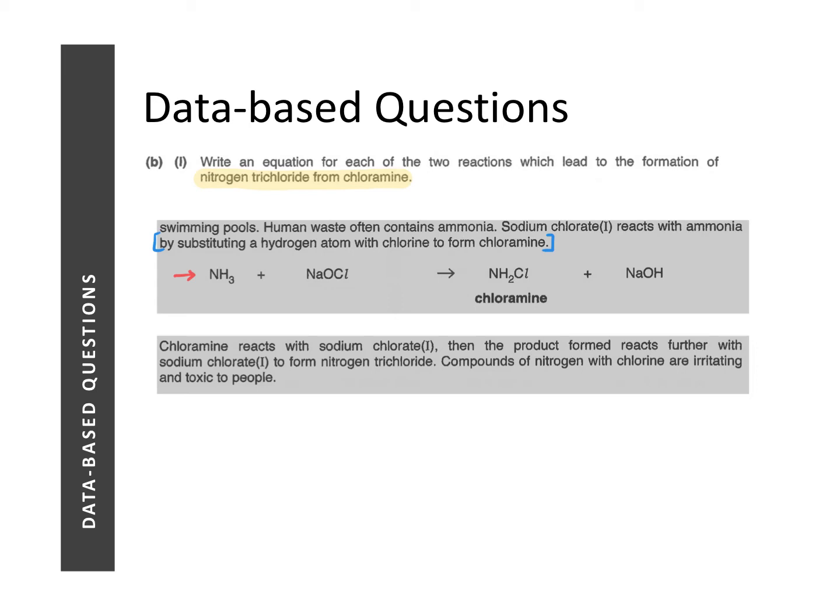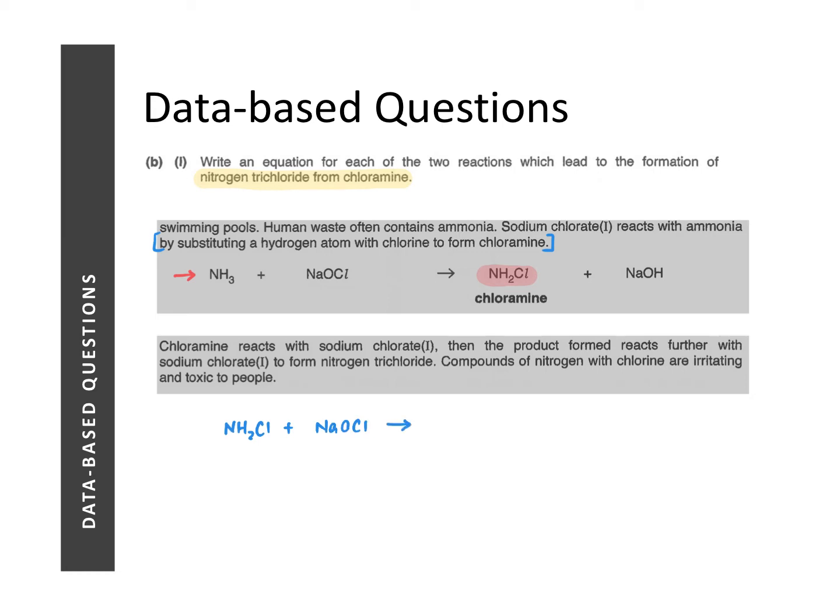In the subsequent paragraph, they also went on to tell you that the chloroamine that is formed can then react further with sodium chlorate(I). So let's write down the formulae of the two reactants first. Chloroamine plus sodium chlorate(I).